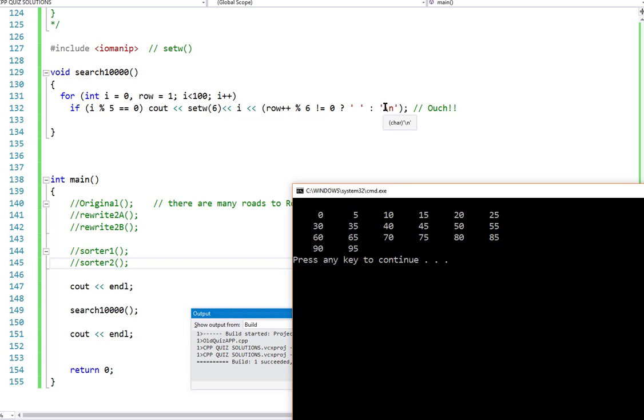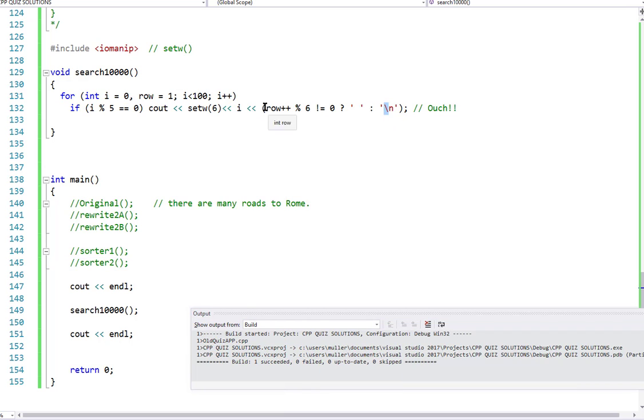Every sixth one, it'll output this ternary operator. Ternary because it takes 1, 2, 3 items. Notice item number 1 is up to the question mark. Item number 2 is between the question mark and the colon, and the colon is the last item. This conducts a test. If the test is true, I go here. If this test is false, I jump over here, and this is the value that's returned. And notice I simply say, whatever this gives me, just send it to cout.